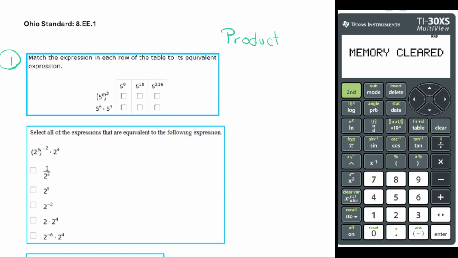You know what? Let's use black ink for this today. There we go. So that we can see better.